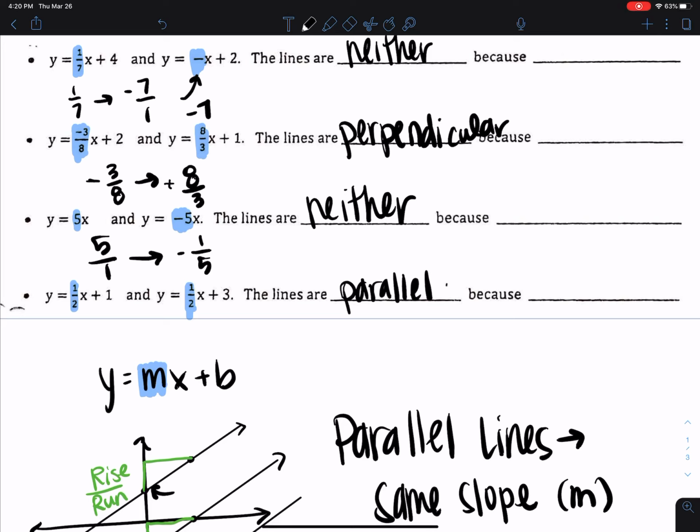Okay, and on your homework, you'll have graphs where you'll have questions where you need to graph the original line and then graph a parallel line for the parallel lines homework and a perpendicular line for the perpendicular line homework.